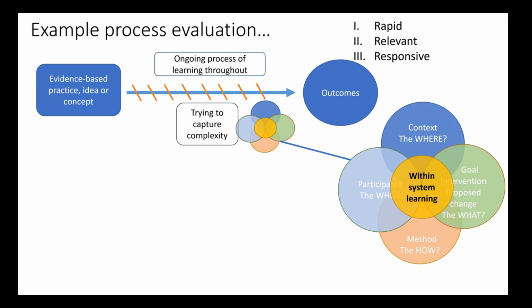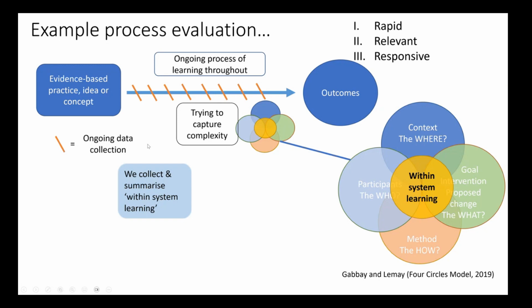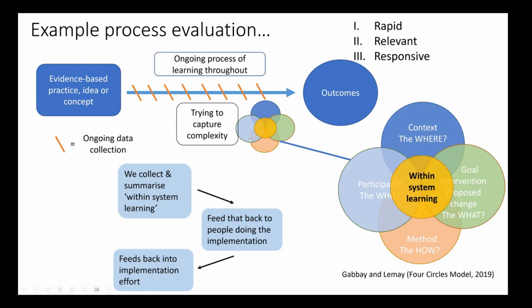This is more relevant data we're now generating because we're picking up what's going well, what isn't going well, any key insights, and it's also quite responsive to their needs. And so I won't go into this much more, but we'll collect and summarize this within system learning. We'll feed it back to them. We'll feed that back into the implementation effort, and then that'll generate more within system learning. So, our roles as researchers, we're not just extracting data, we're building relationships because we're talking to these people regularly.